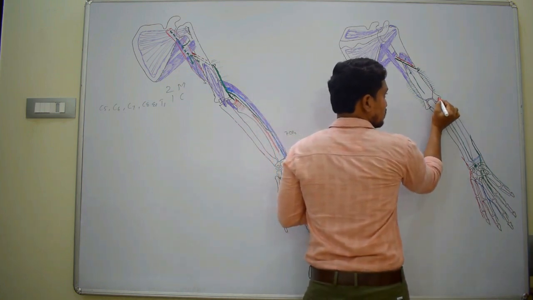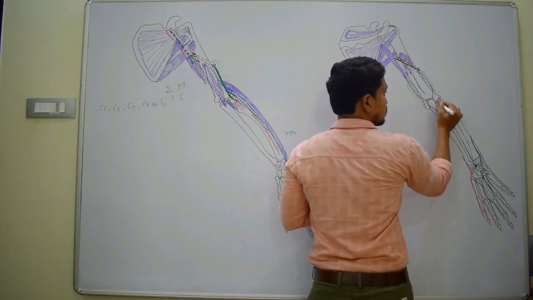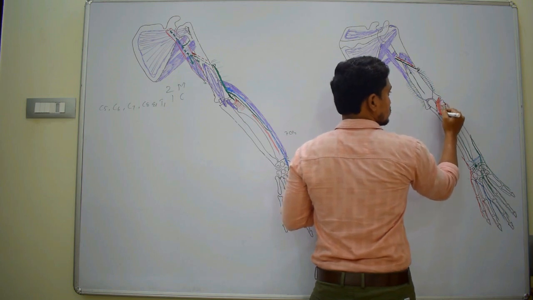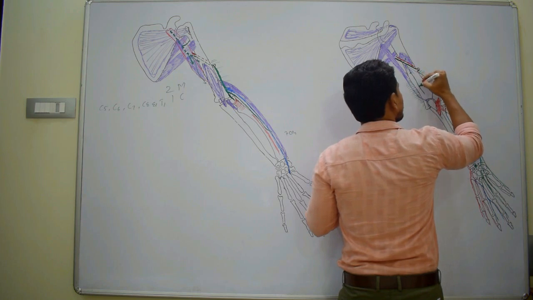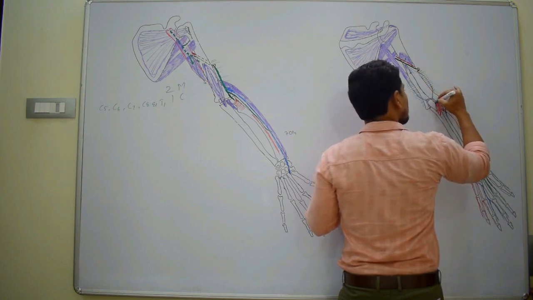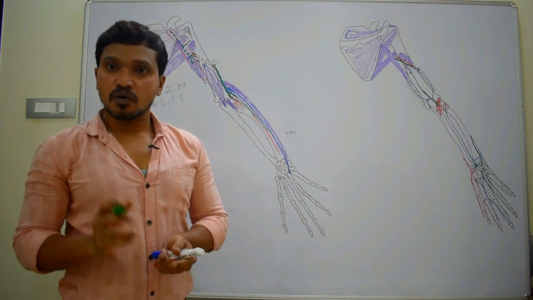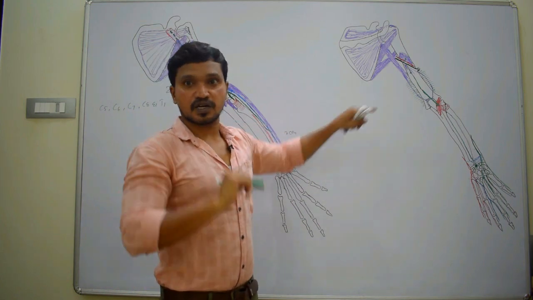Here, this is the lateral epicondyle. From the posterior aspect of the lateral epicondyle, one muscle arises and inserts into the lateral surface of the olecranon process. This muscle is the anconeus muscle. So the nerve to the medial head, after supplying the medial head, descends and supplies the anconeus. This is about the muscular branches arising from the radial nerve in the spiral groove.